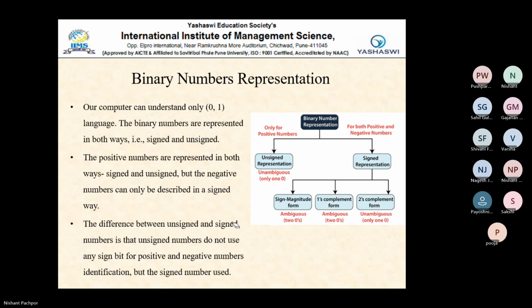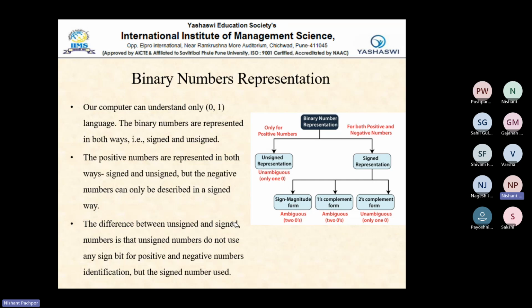Our computer can only understand zeros and ones. तो फक्त 0 and 1 understand करतो. तो मग त्या केस मध्ये when you are showing your binary number representation ज्यावेळेस आपण करणार, they are divided into 2 categories. One is unsigned representation and the other is signed representation. The signed and unsigned representation means it is unambiguous. Only positive numbers are coming into the unsigned numbers. The positive numbers are represented in both ways.